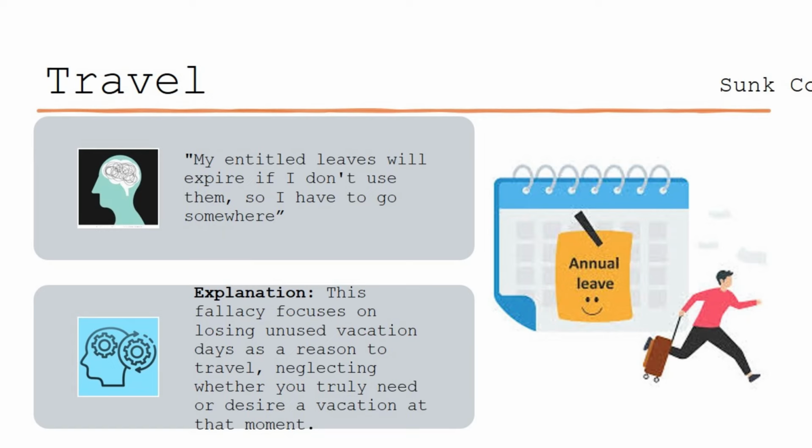Next thing, I'm sure we all must have done it at some point. My entitled leaves are going to expire sometime soon and I have to go somewhere. So this is an example of a sunk cost fallacy, where you need to consider whether you actually desire a vacation, whether you truly need a vacation now or not.